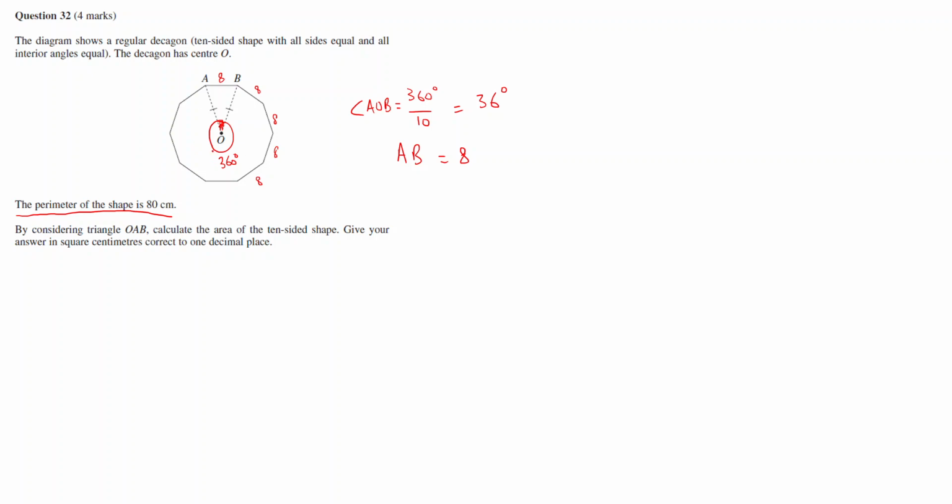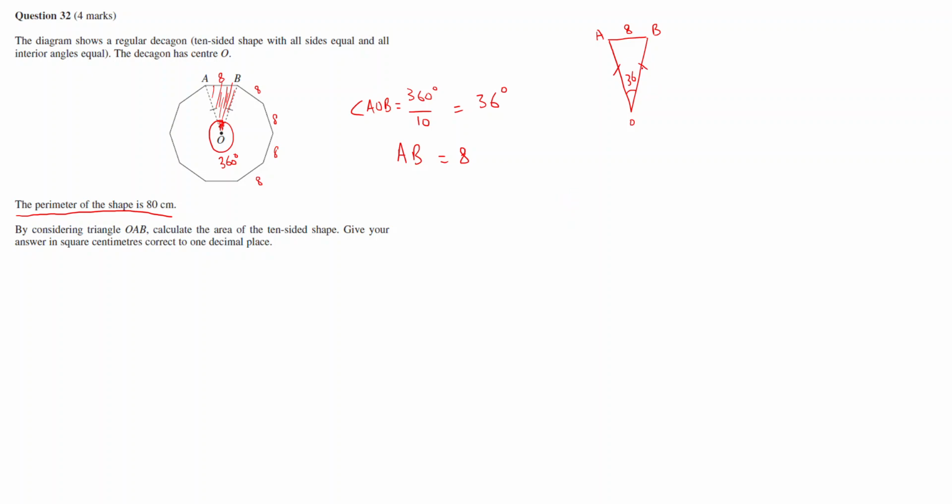But I don't need to know all that. All I want is the area of the whole thing. If I can calculate the area of this one triangle, all I need to do is multiply by 10 and I'll get the area of the whole shape. So let me draw this now. Take this triangle out. Right? A, B, this is 8, this is 36, and this marking indicates these two lines are the same. The values of these lines are equal.